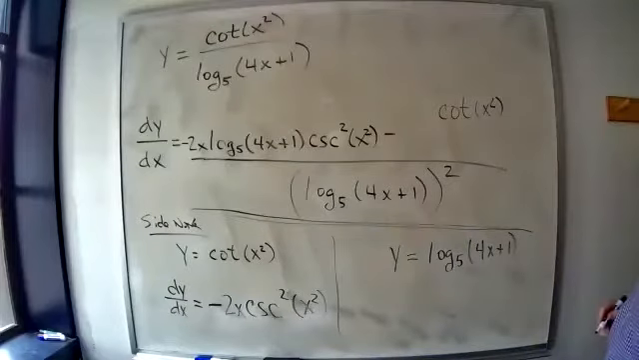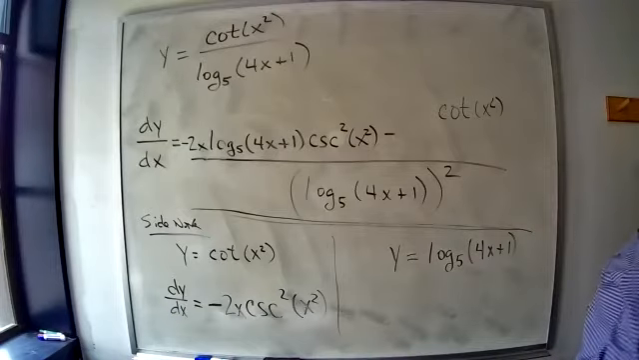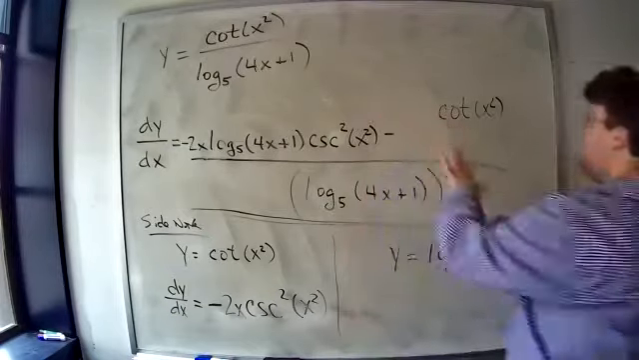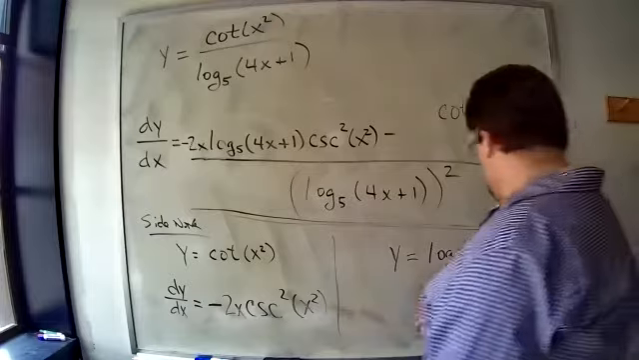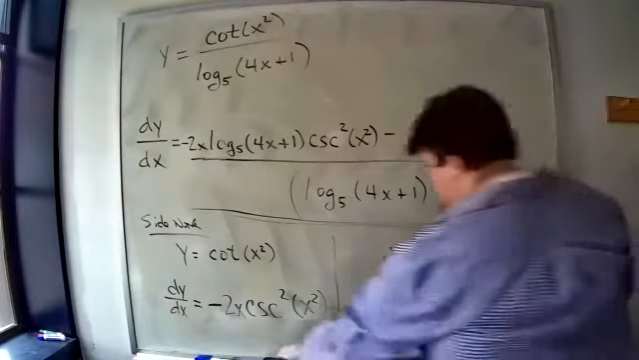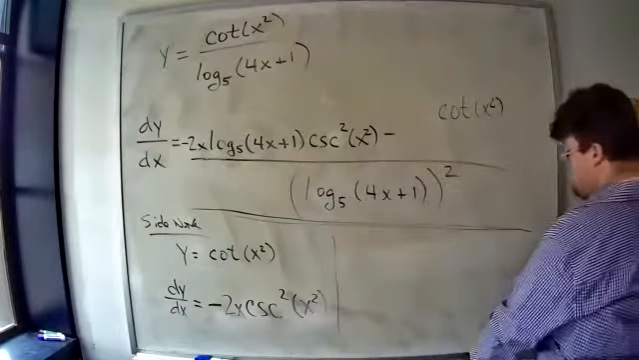Any questions about that first part so far? Okay, so now we also need the derivative of the bottom. So we'll do that as side work. Y equals log of 4x plus 1 with base 5. I'm going to write out the details for this.